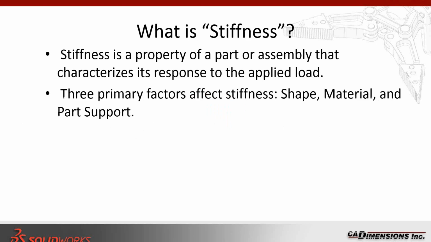So we've talked a lot about stiffness in that first slide. So what really is stiffness? Stiffness is the property of a part or assembly that characterizes its response to the applied load. There are three primary factors that can affect the stiffness of a part. The first is the shape. So an I-beam versus a channel beam, even though it might have the same weight, it might have the same material, it can have different stiffness because of how the shape is distributed.